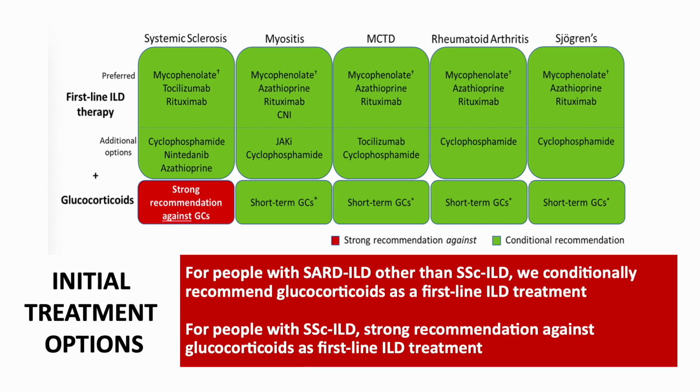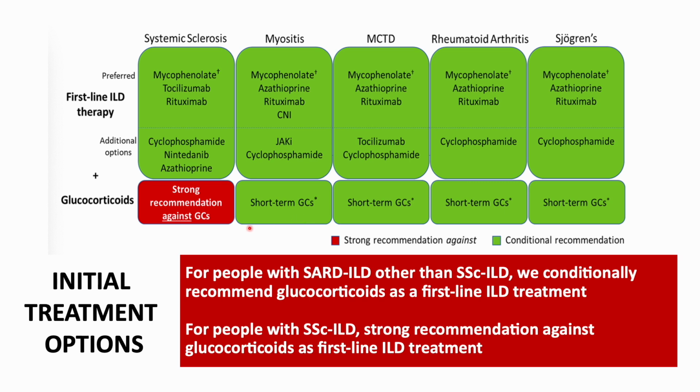Starting with the first flowchart, which is a very well defined flowchart, which talks about initial treatment options in patients of SARD ILD. Have a look first at the glucocorticoids, which are usually started in most ILD patients by chest specialists. There is a very strong warning here that we should not start glucocorticoids as the first line treatment in systemic sclerosis ILD. In all other ILDs, you can start short term glucocorticoids as the first initial treatment. However, never start that in systemic sclerosis ILD.